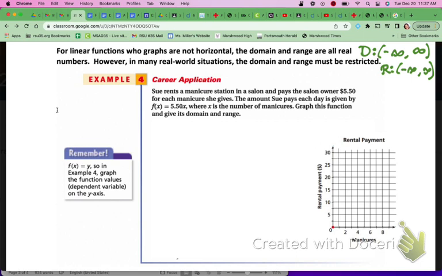So here we have Sue, who rents a manicure station in a salon and pays the salon owner $5.50 for each manicure she gives. The amount Sue pays each day is given by the function f of x equals 5.50x, where x is the number of manicures. Graph the function and give the domain and the range. So let's make a table of values.